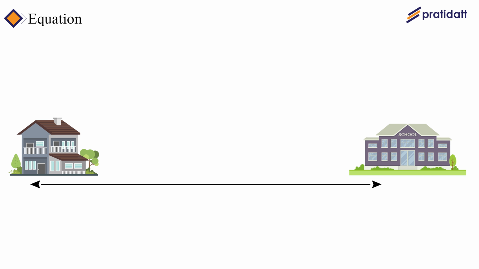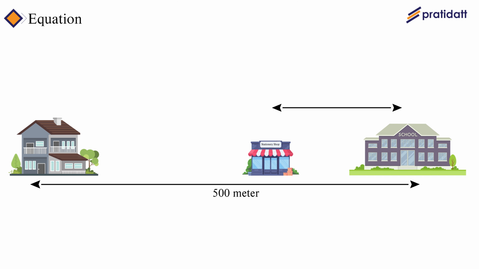Let's say the distance between the house and school is 500 meters and the distance between the stationery shop on the way to school and the school is 100 meters. Let's see the home and school. Consider the distance between the house and the school is 500 meters. This is the complete distance between the origin and destination. Here again, there is a stationery shop on the way to school, and the distance between the stationery shop and school is 100 meters. Okay?